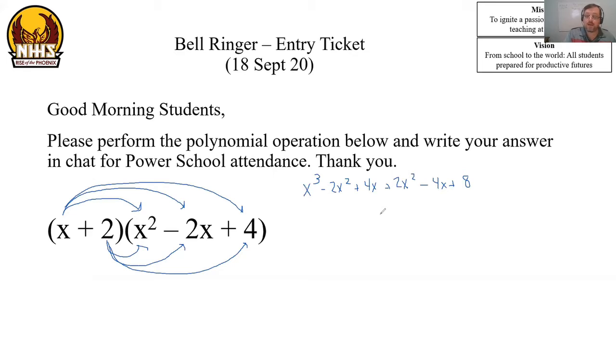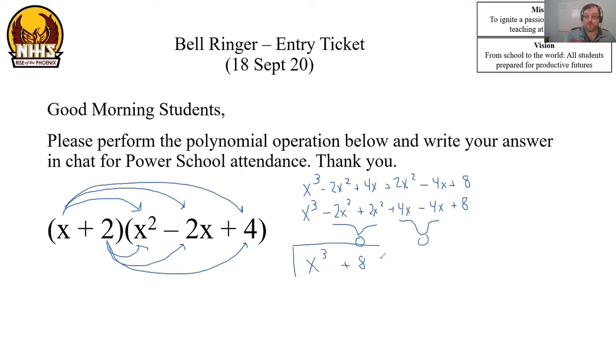Now we combine our like terms, put them next to each other. So let's say x cubed minus 2x squared. Like terms here, so let's put this 2x squared here. And then let's put the 4x. And then let's put the minus 4x. And then let's put the plus 8. Now what you can see is these terms go away. These terms go away. And I'm left with x cubed plus 8.